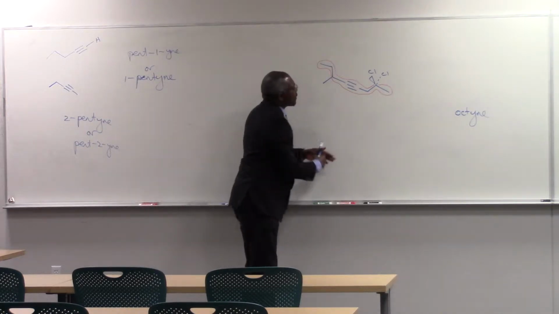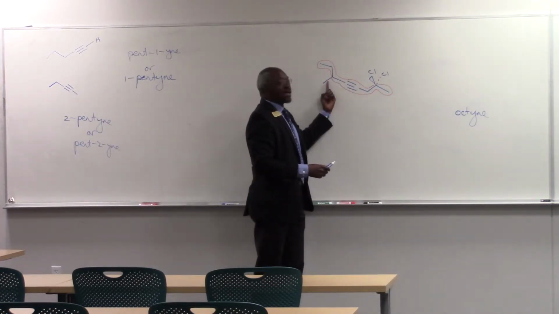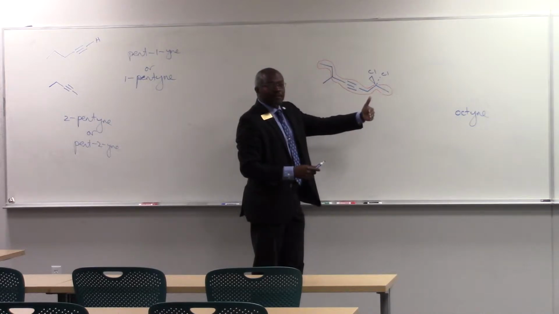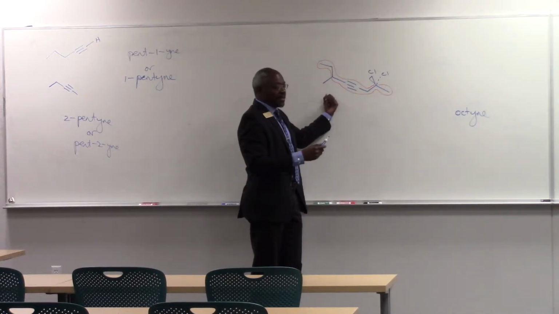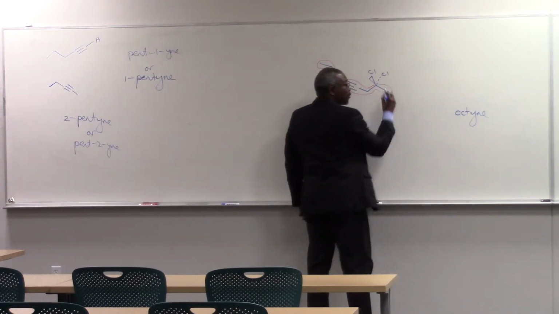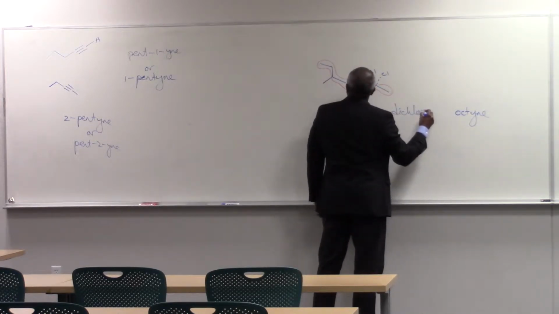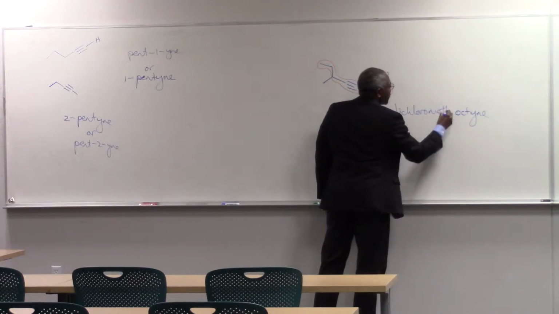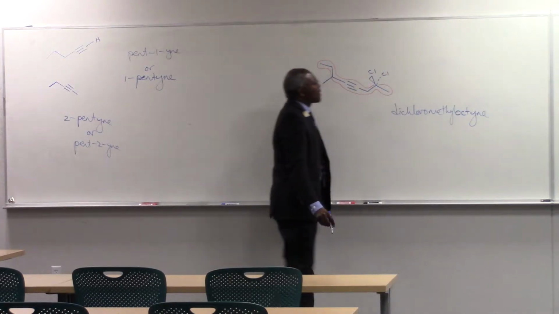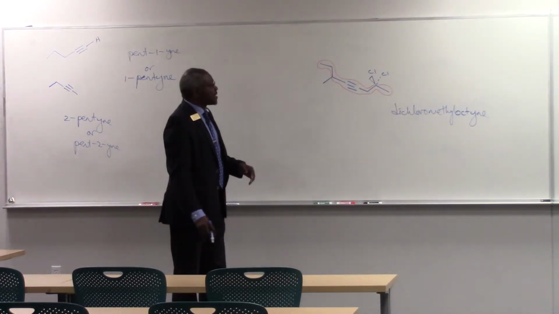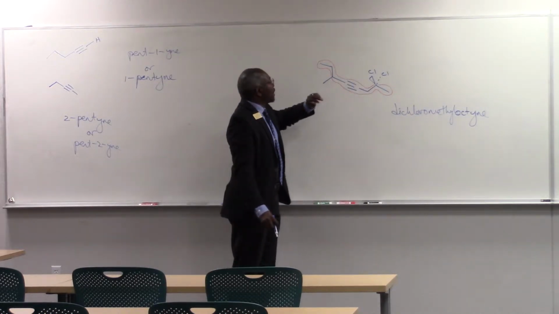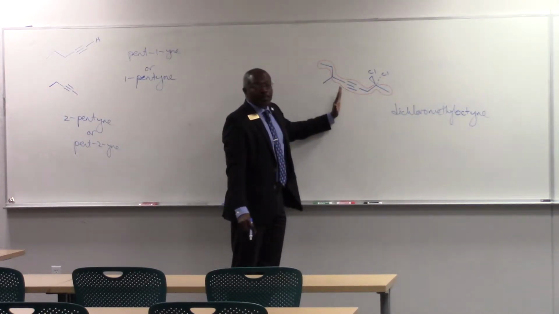Then it's not just octyne, it's got 2 chlorines and a methyl, and C for chloro precedes M for methyl in the alphabet. So this was on the 2 chlorines, so this is a dichloro methyl octyne. So I need locants. I need locants to indicate where the chlorines are, where the methyl is, and where the triple bond is.